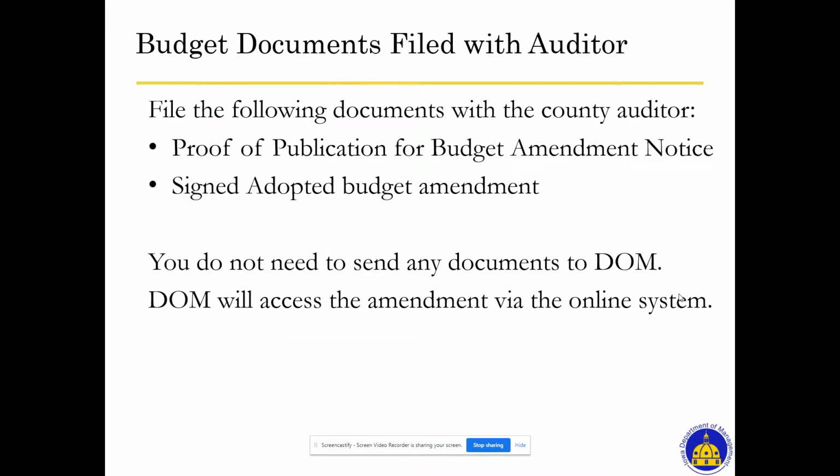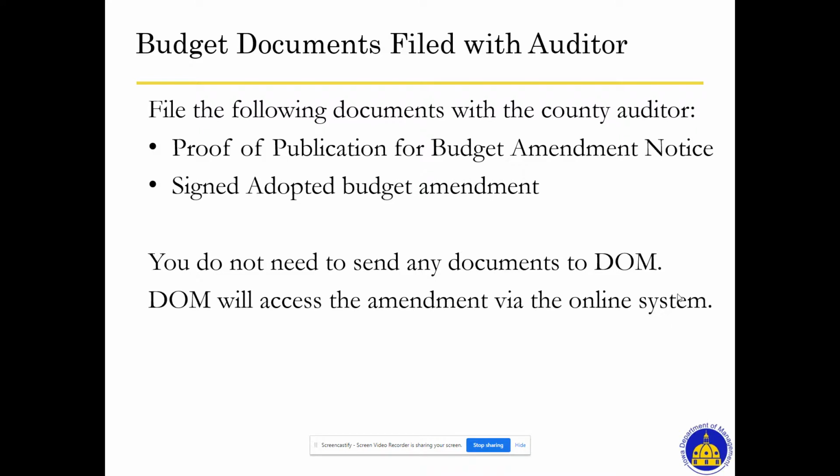Budget documents that are filed with the auditor for your amendment, you do need to provide the proof of publication for the budget amendment notice and the signed adopted budget amendment. As with budgets, your amendments are approved by resolution. So although that's not a required document to file, it is a good document to have on hand and keep in your own files for reference that was adopted by resolution.